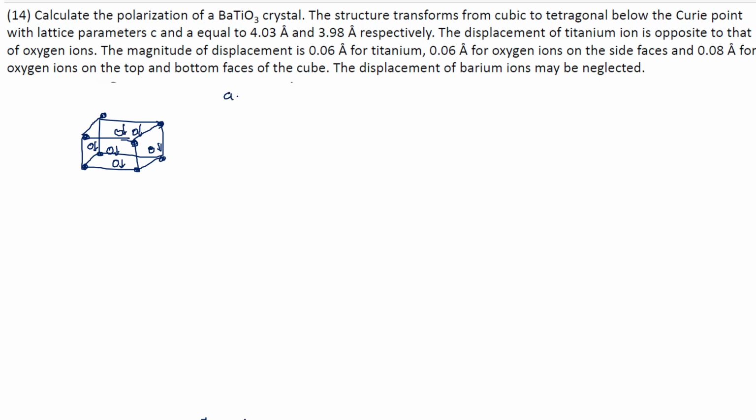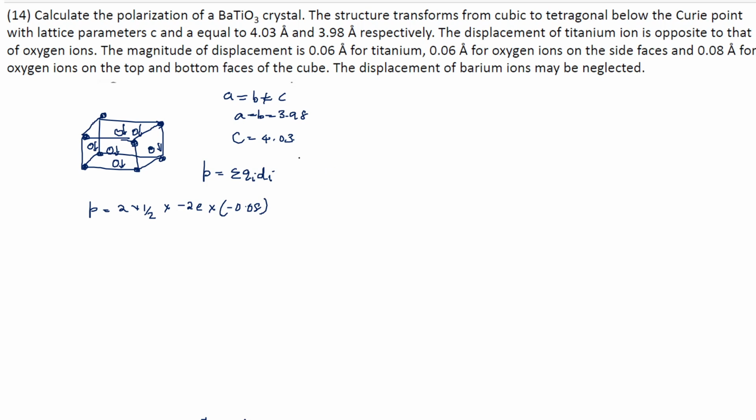Okay, so it is given A equal to B, that is not equal to C, and A equal to B, that is equal to 3.98, and C is equal to 4.03. Now the displacement. So P value we have to calculate, sum of epsilon Q I D I. So P value will be what? 2 into half into minus 2 electron into minus 0.08. That's for the oxygen on the top and bottom faces.